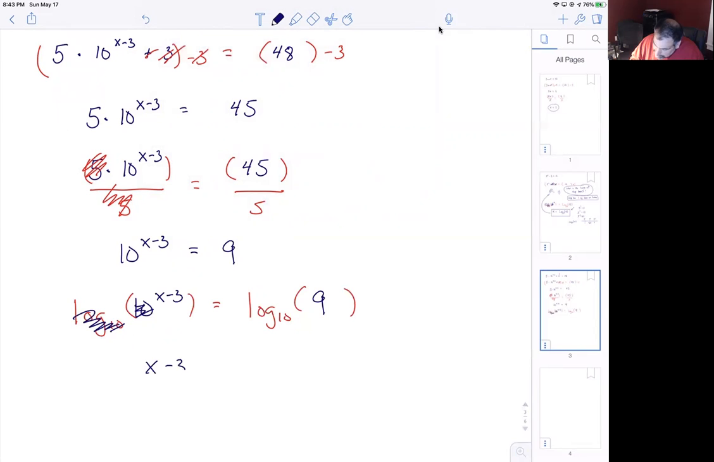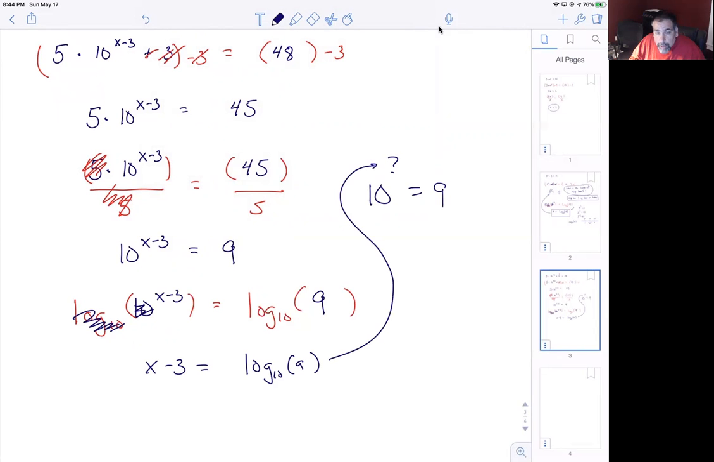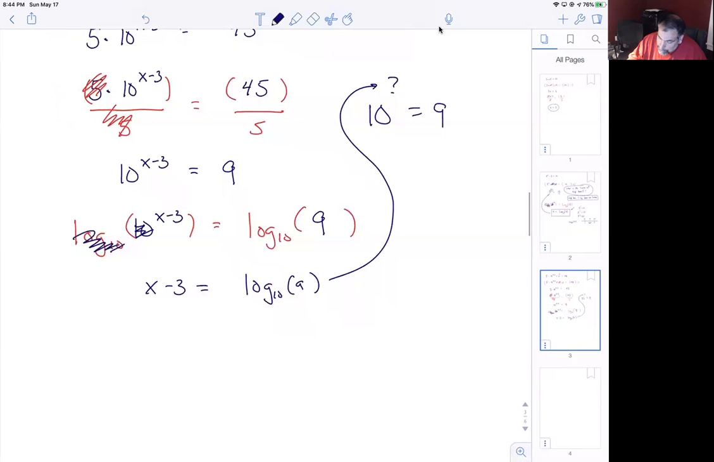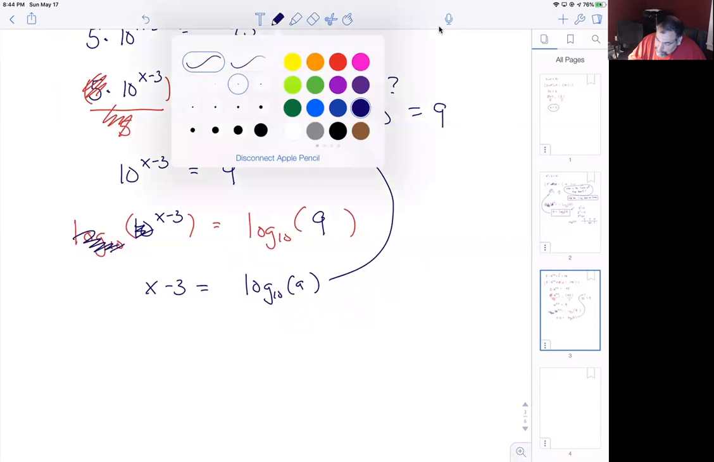We are left with x minus 3. And on the right-hand side, we have log base 10 of 9. Again, not a number you're super familiar with, but remember, this is the exponent that makes 10 into 9. So what is the mystery exponent that turns 10 into 9? It's this guy right here, log base 10 of 9. That's his name. So last step, we're going to get rid of a subtraction by 3.